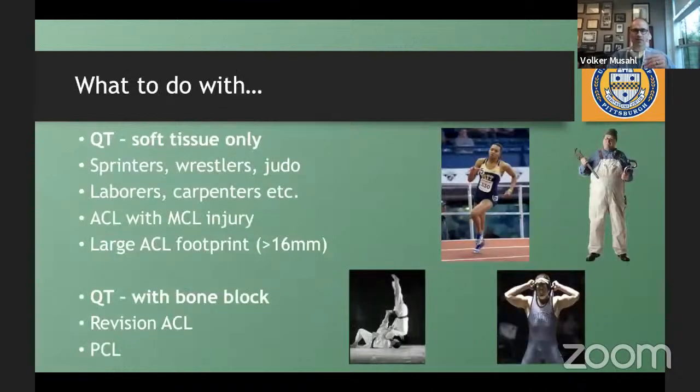So what would you do with a sprinter? What do you do with a carpenter that kneels? What do you do with a wrestler that is on his knees all the time? Or judo people that hook their hamstrings all the time? So quadriceps tendon is a really good graft that I will use in those cases, and also is a great graft for the pediatric patient with open physes.